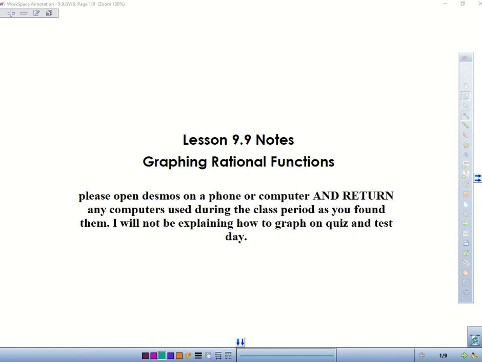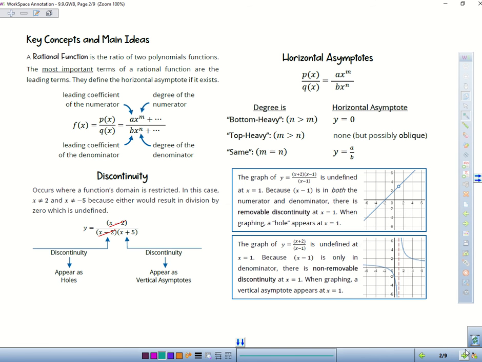So today we're going to be doing 9.9, which is graphing rational functions. So there's a lot of different rules you need to know about graphing rational functions, but the good news for you all is these are open notes tests, so you get the hang of it, and then you can apply these procedures. So there's really three main ways that these can go: bottom heavy, top heavy, or same.